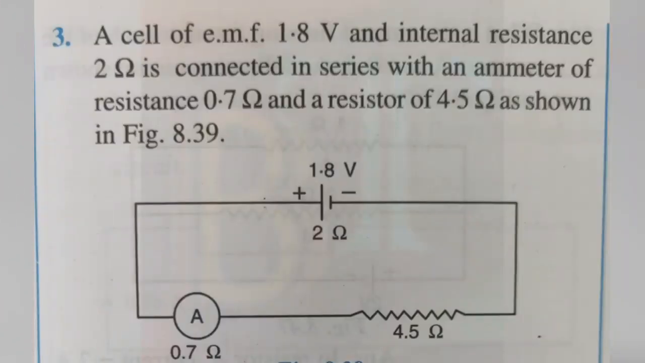Now the third question is, a cell of EMF 1.8 volt and internal resistance 2 ohm is connected in series with an ammeter of resistance 0.7 ohm and a resistor of 4.5 ohm as shown in the figure. What would be the reading of the ammeter and the potential difference across the terminals of the cell?